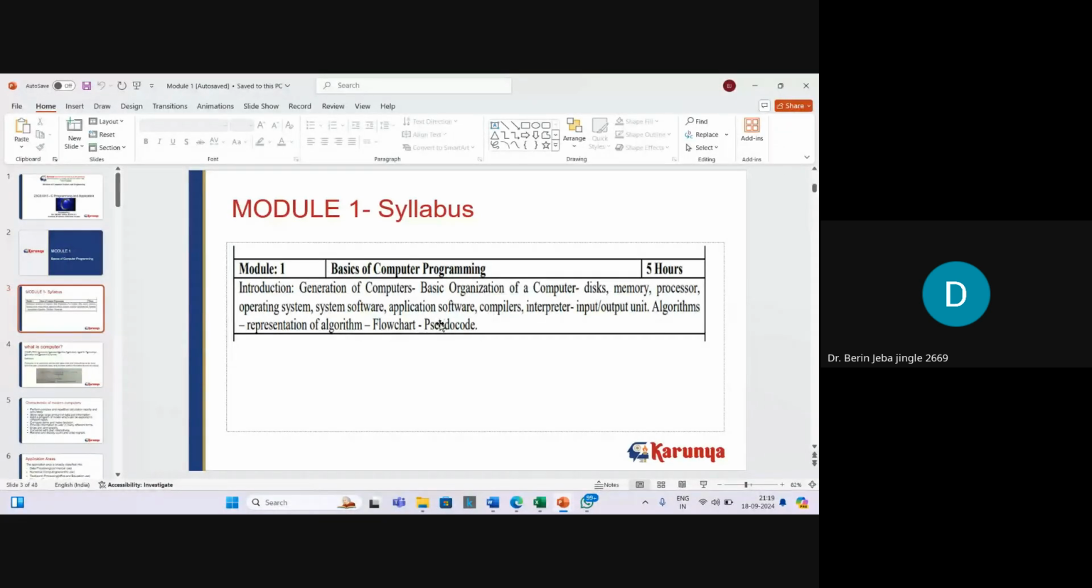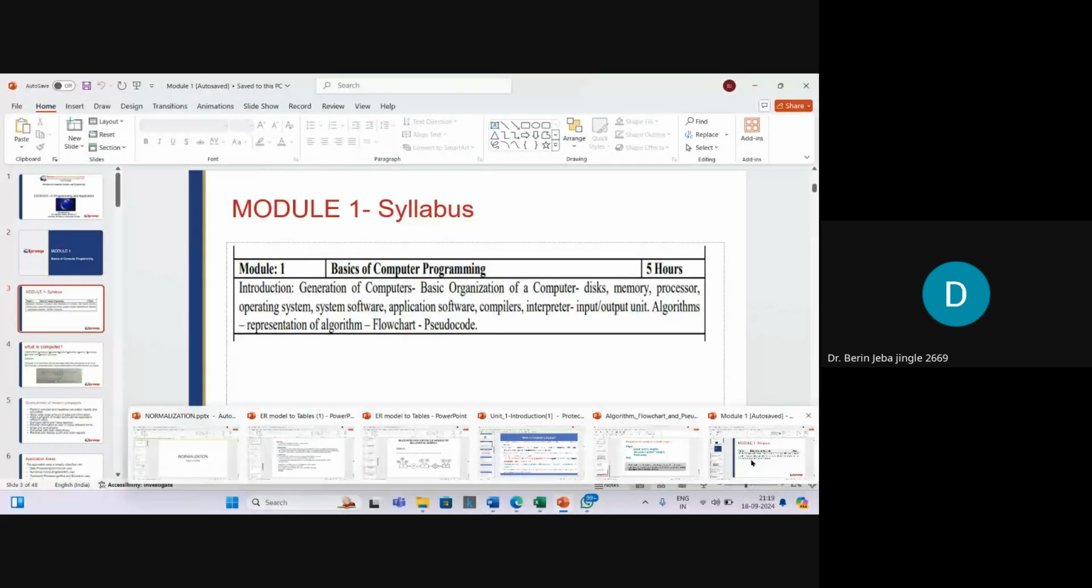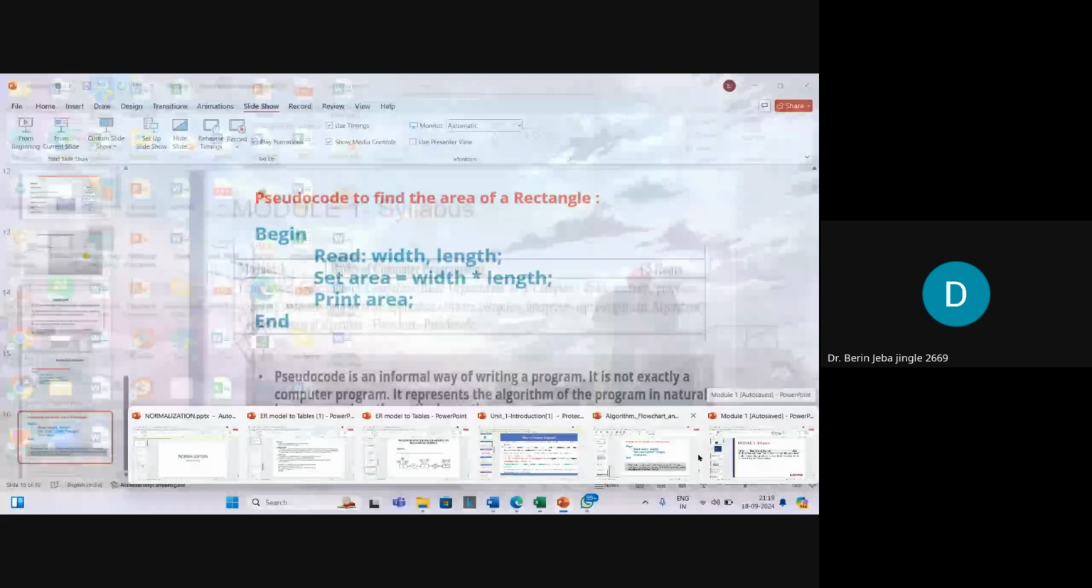In this topic also I will tell you about compilers, interpreters, input output unit, algorithms, then representation of algorithm, flowchart, pseudocode. So I have completed more or less the first module. It is enough for your first internal MCQ, because we have only basic questions. The second module we can start. Second module only till operators. In the class, I will give you the second module syllabus.